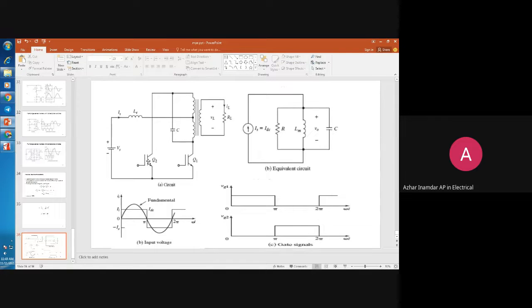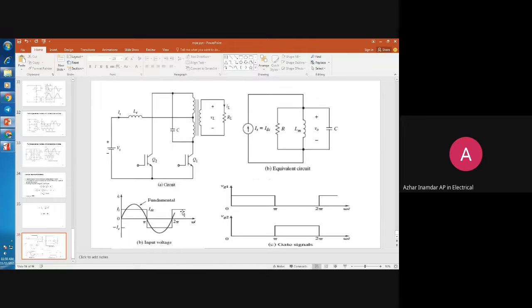So now there are two modes again. First mode in which Q1 is turned on, second mode in which Q2 will turn on. So these are the gating sequence you can see here. Two gate voltages, VG1 and VG2, VG1 for Q1, VG2 for Q2. And you can see here this is the input current IDC, and here I1.